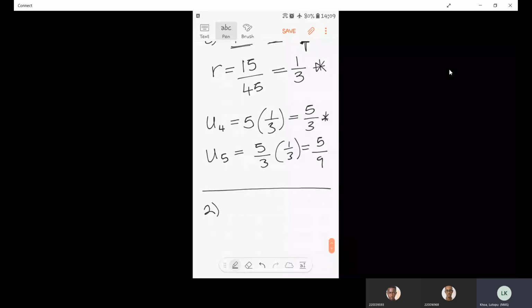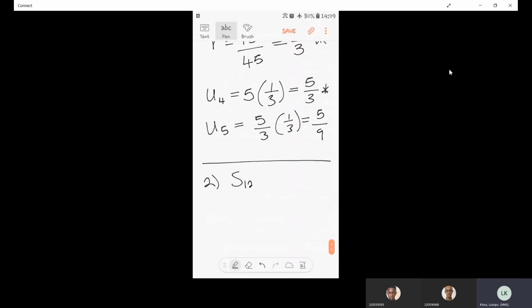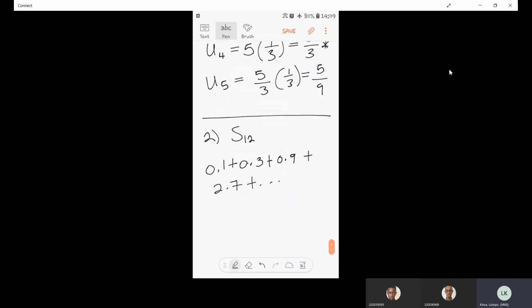Then number 2, I am asked to find the sum of the first 12 terms, and my series is 0.1, 0.3, 0.9, 2.7, and so on. So that is my series. There are 4 terms in the series listed, but I need to find the sum of the first 12.